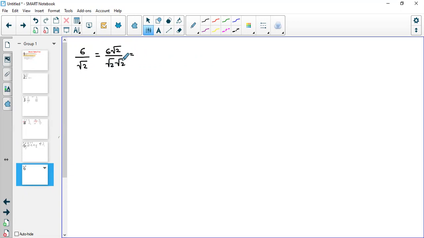So this would give you 2, because that's the rule. And then this would give you 6 root of 2. Now simplify this. 6 divided by 2 would give you a 3, the root of 2. This is how you simplify these kinds of radicals, right?